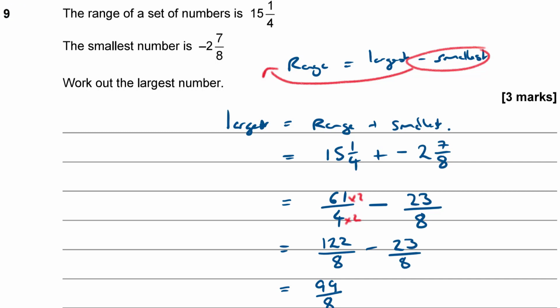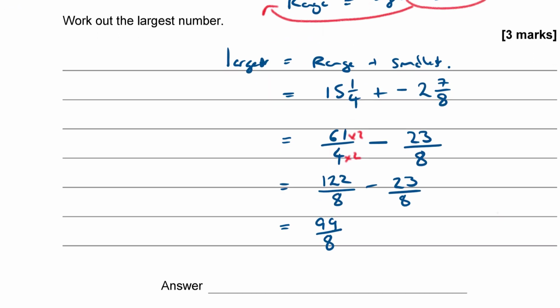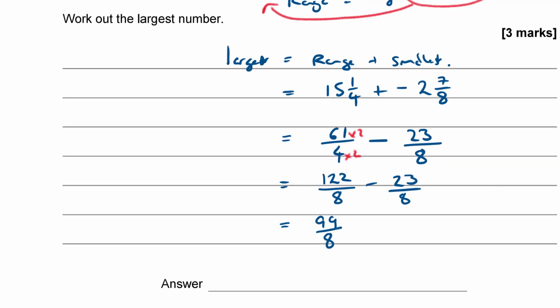Do we have to give it in a certain form? It just says work out the largest number. Got 99 over 8. Shall I write it as a mixed number? Well, 8s into 99 go 12 times, don't they? 12 eighths are 96. So it goes in 12 times, remainder 3. So it's 12 and 3 eighths. Again, I think 99 over 8 is probably a more useful number to deal with and would still get you all the marks, I think. It doesn't say write as a mixed number, but either of those will get you the 3 marks.